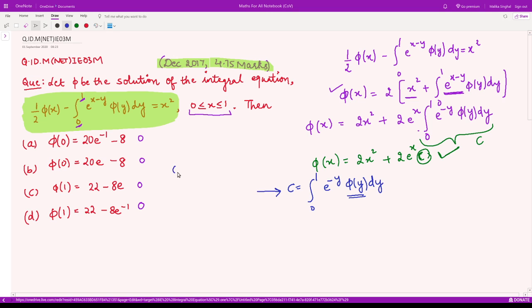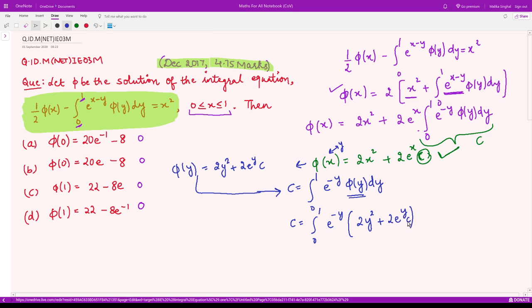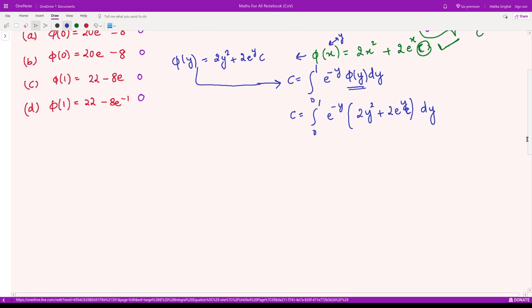So what is our phi of y? Phi of y could be obtained from here. If I change the variable x to y, I have phi of y which is equal to 2y square plus 2 e to the power y into c. So let me substitute this value into this equation. So we'll have c is equal to integration from 0 to 1 e to the power minus y multiplied by 2y square plus 2 e to the power y into c dy. So this is our equation. So let us solve it a bit.